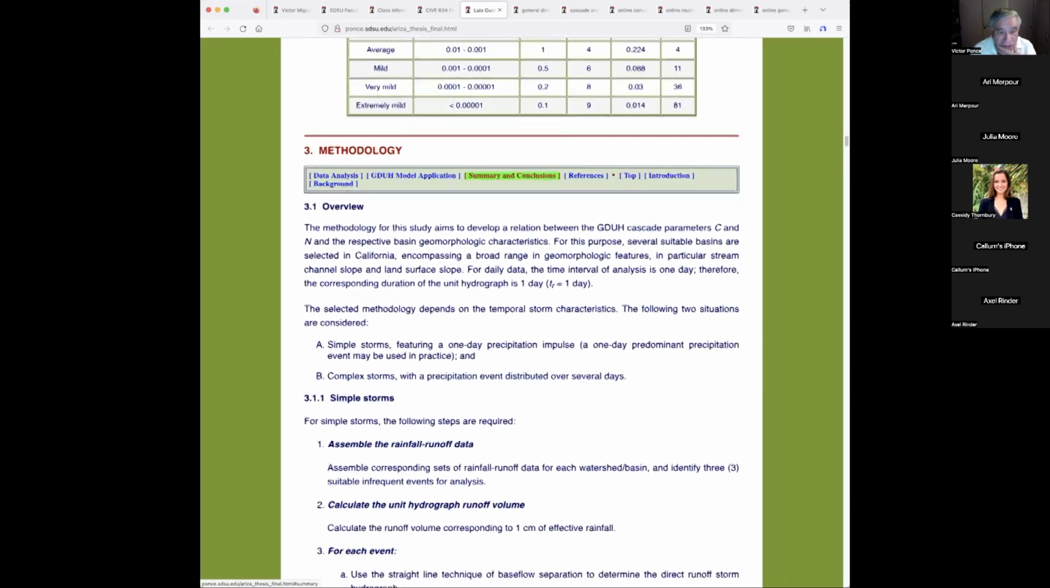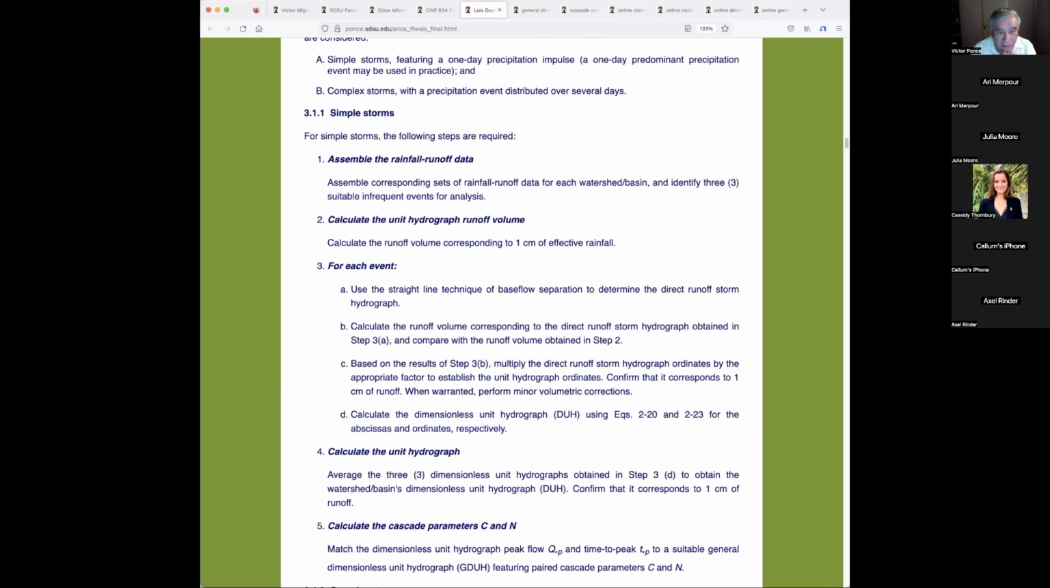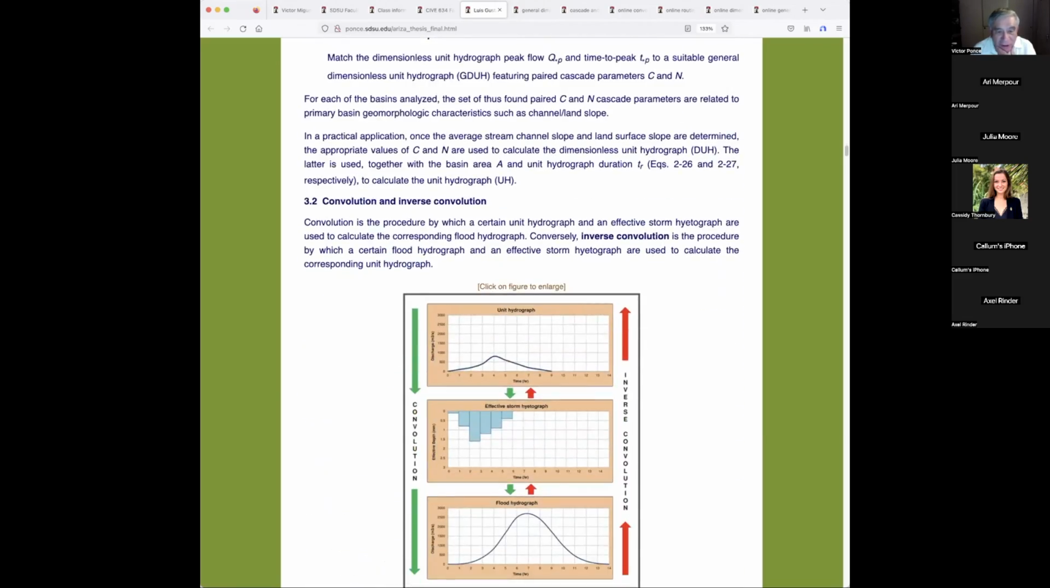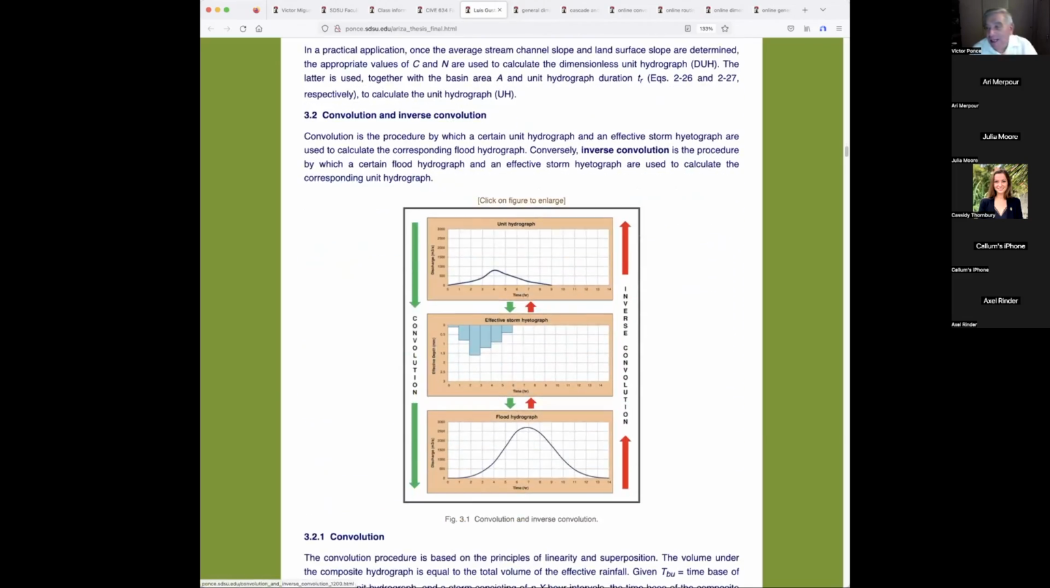The methodology is simple: storms, assemble the rainfall runoff. For each event, calculate the unit hydrograph, calculate the cascade parameters, convolution and inverse convolution. Oh, inverse convolution. What is inverse convolution? Well, we know what convolution is. In convolution, you have a rainfall and you have a histogram, and you get the runoff.